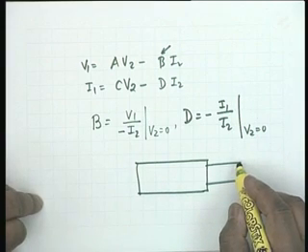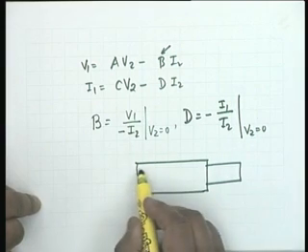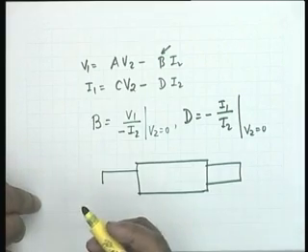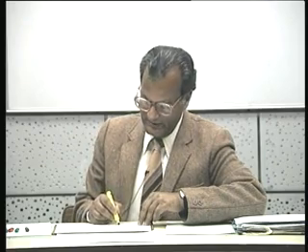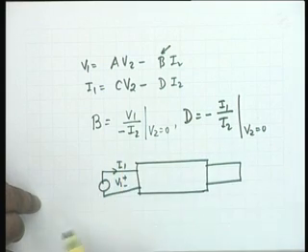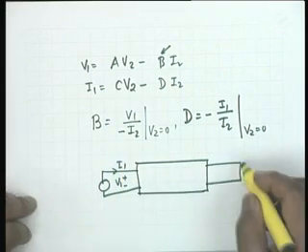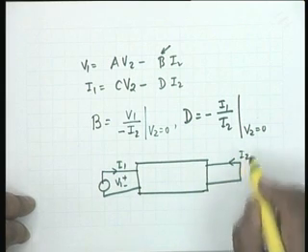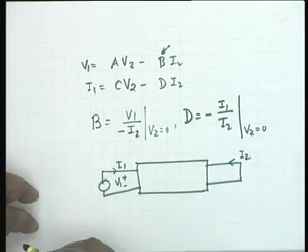Obviously, I cannot connect a generator here. The generator has to be connected here. It is either a voltage generator or a current generator. Whatever it may be, the voltage here is V1 and the current here is I1. And what is measured, V2 is 0, and therefore, all that can be measured is I2, the current.